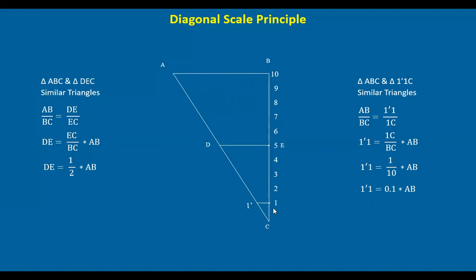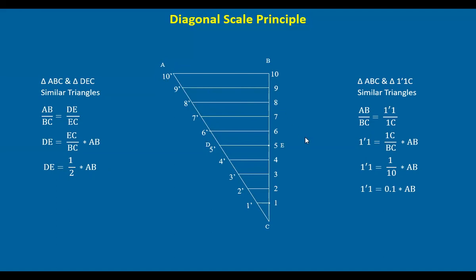Suppose instead of 1 centimeter, I take 2 units. Passing through 2, if you draw a line here and mark it as 2 dash 2, how much will be its length in AB? It is 2 by 10, 3 by 10, 4 by 10, 5 by 10. 5 by 10 means half, which is what we got as DE. Like this, this distance will be 6 by 10 of AB, or 8 by 10 of AB, 9 by 10 of AB, like that.